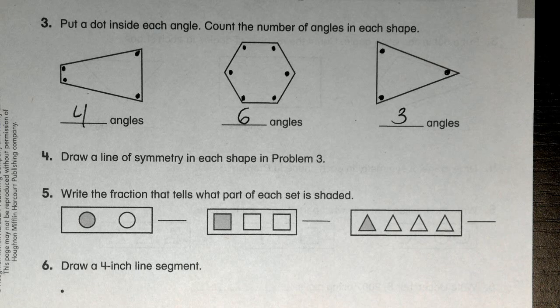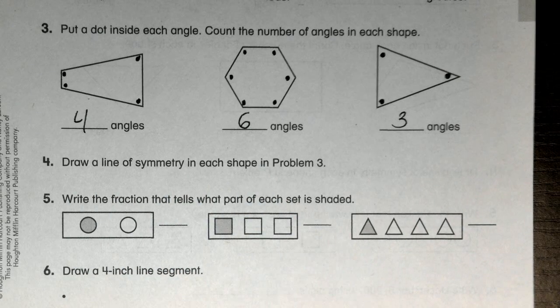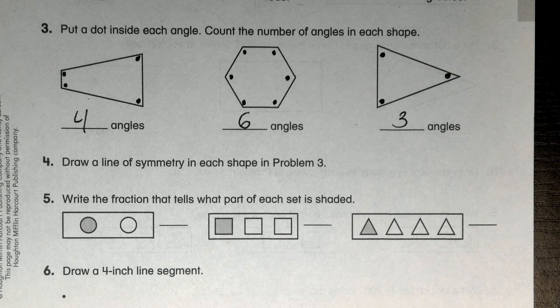While you're finishing that up, we're going to look at number 4. Number 4 says, draw a line of symmetry in each shape in problem 3. So, 2 equal lines. Okay? They're equal size, equal length, but it can be a little tricky because sometimes we might get a little confused.